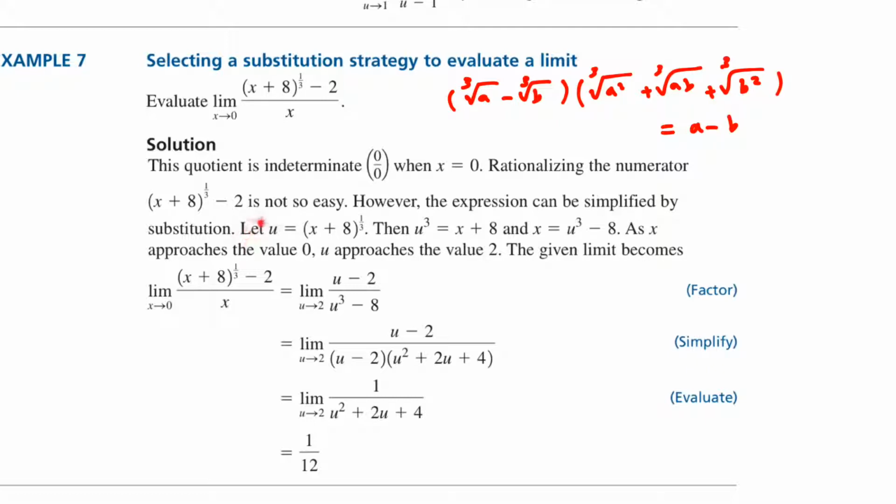The textbook used another method. It said this quotient is an indeterminate form. When x is 0, it is 0 over 0. And they assumed u equals (x plus 8) to the power of 1 over 3 and found x equals u cubed minus 8. Therefore, the given limit can be written as the limit of (u minus 2) over (u cubed minus 8) as u approaches 2. Notice that when x approaches 0, u approaches 8 to the power of 1 over 3, which is 2.